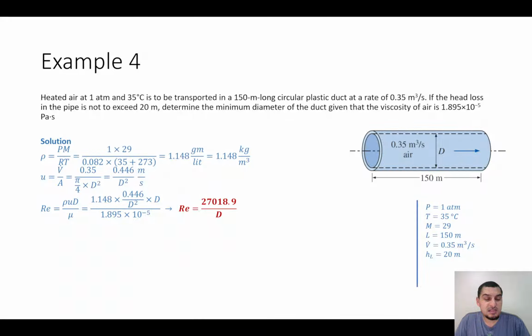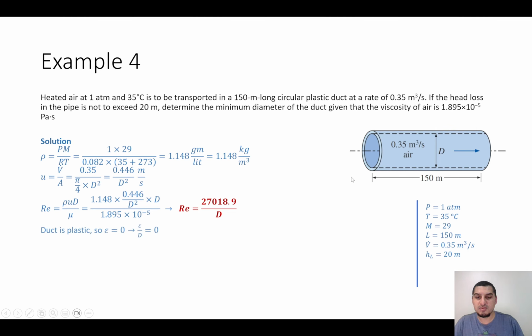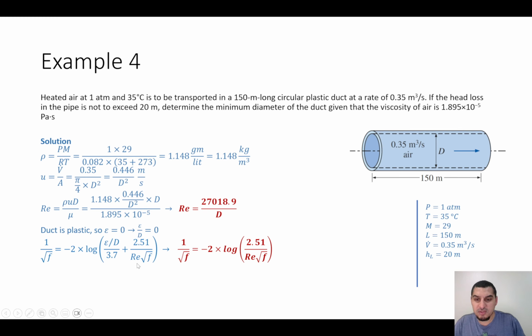The next is the epsilon over d. We don't know epsilon, but we know that it's a plastic duct, and from the chart we will find that plastic has a roughness of 0. This is good news because it will simplify the calculation somehow. So epsilon over d is 0. If we use the Colebrook equation, then epsilon over d is cancelled out, and only this term is left inside the log, and this is the equation we use for the friction factor.